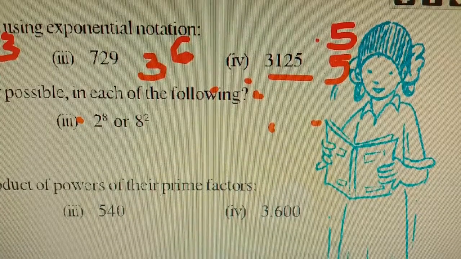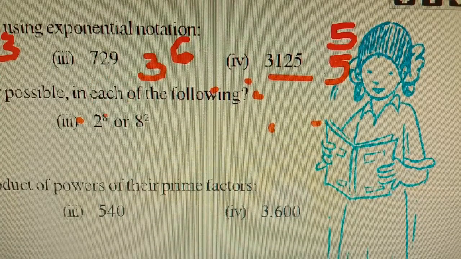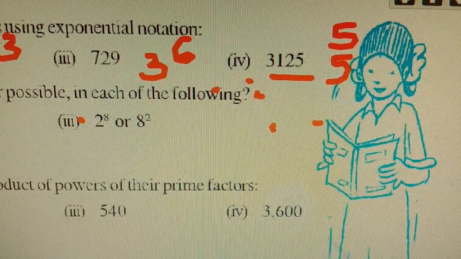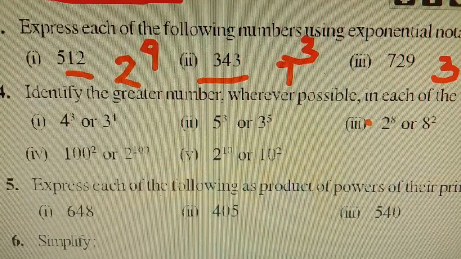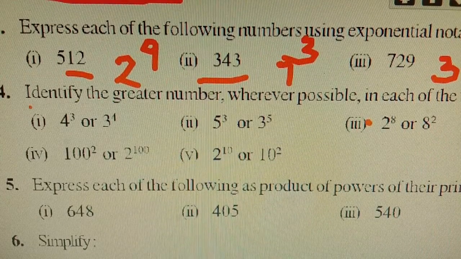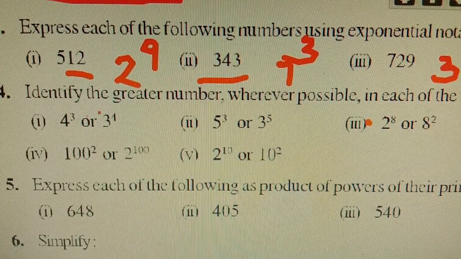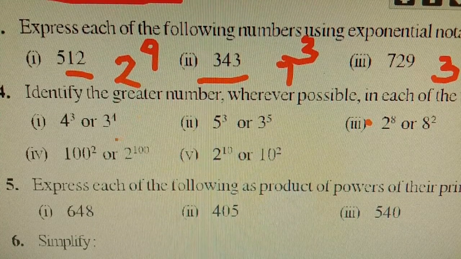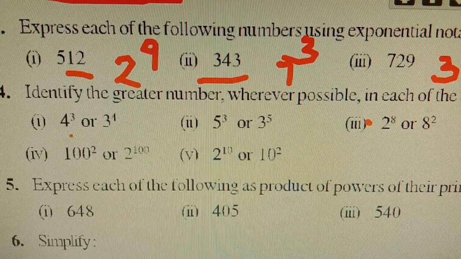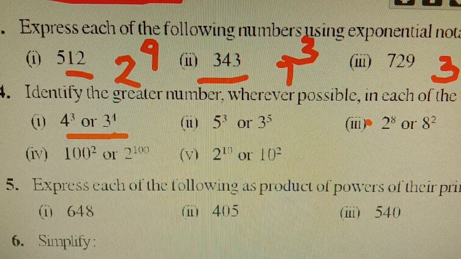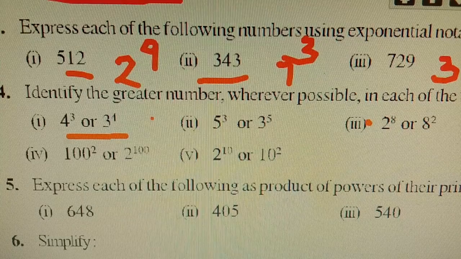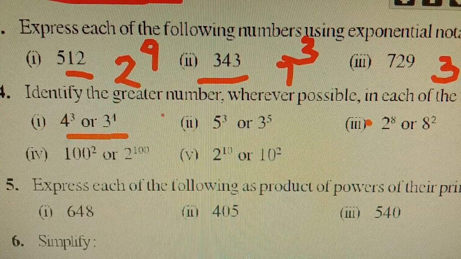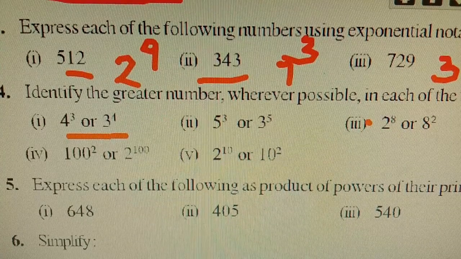Okay, this way we can find the exponential form of any number. Now the next set of questions, you listen. Here, question number 4. Identify which is greater. First one, 4 to the power 3 or 3 to the power 4. Which is greater? So for that, we find the value of 4 to the power 3 and 3 to the power 4. Then we can compare.